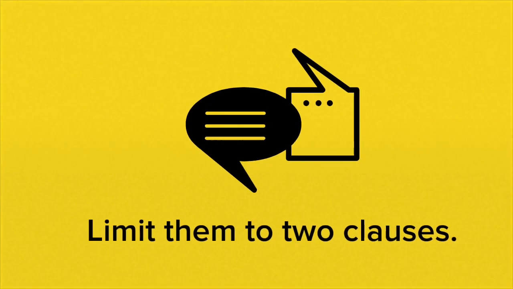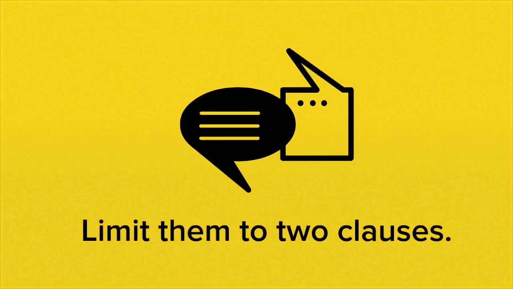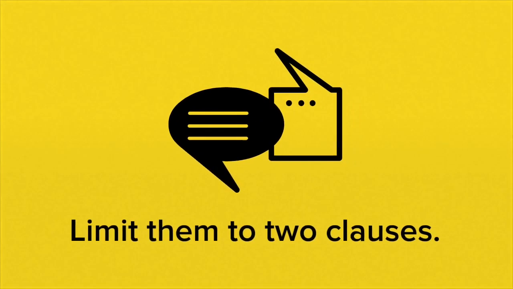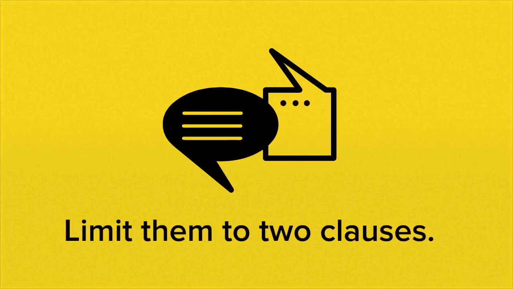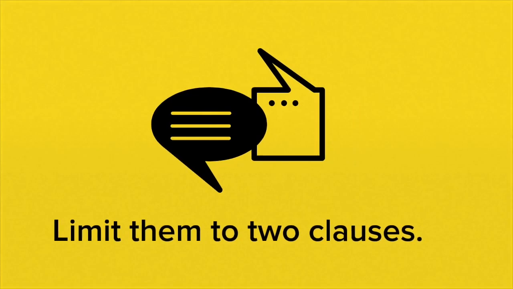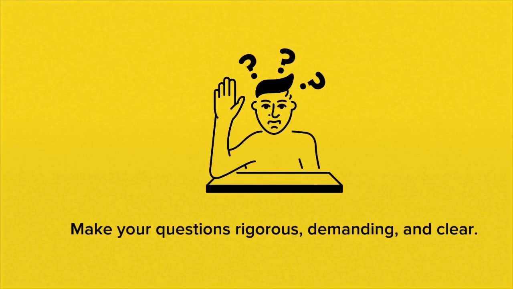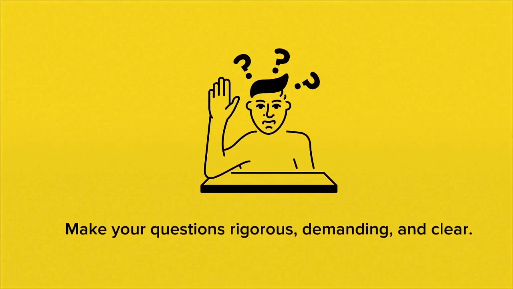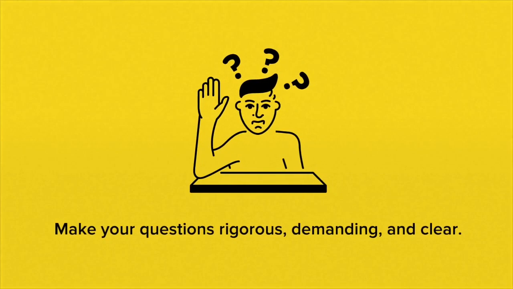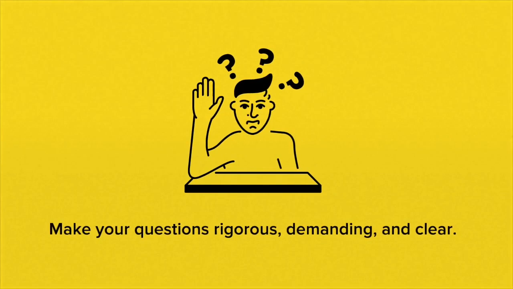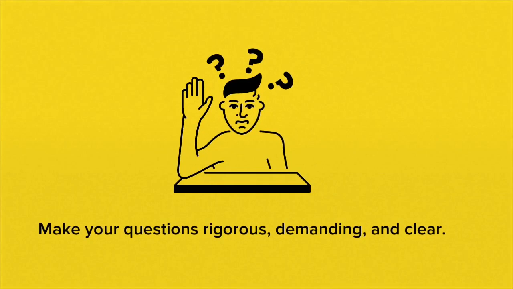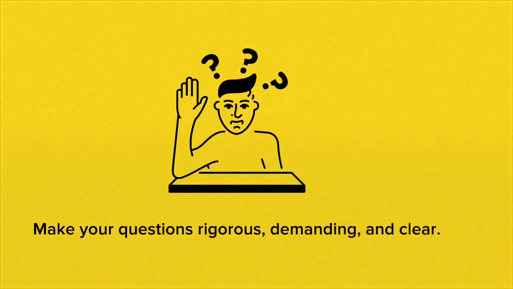Technique 2 is limit your questions to 2 clauses. Asking questions in ornate sentences that sound as if they've come from a 900-page novel may work for college professors, but often confuse students younger than college age. Make your questions rigorous and demanding, but limit them to 2 clauses most of the time, so students are clear on what you're asking. It's better to unload a question into 2 separate parts than it is to ask a complex and difficult 2-part question.